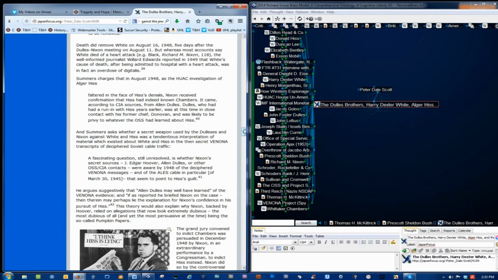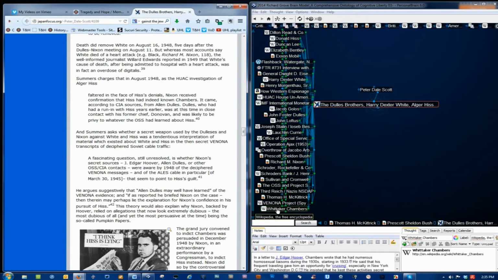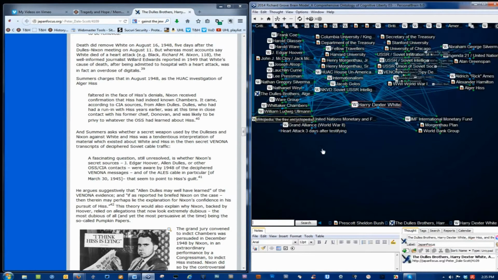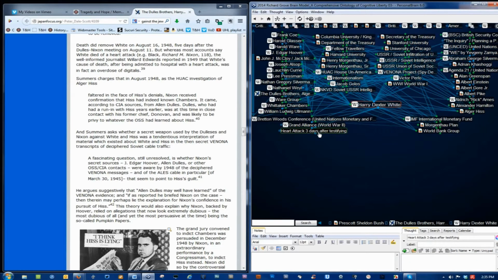It says death did in fact remove White on August 16th, 1948, 5 days after the Dulles-Nixon meeting on August 11th. But whereas most accounts say White died of a heart attack, like Richard Nixon and others have said, the well-informed journalist William Edwards reported in 1949 that White's cause of death after being admitted to the hospital with a heart attack was in fact an overdose of digitalis.